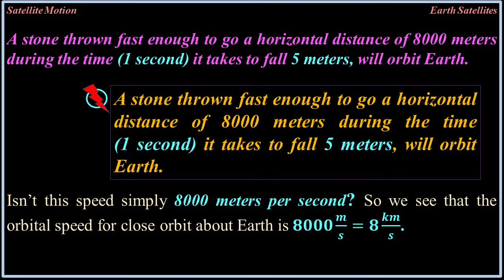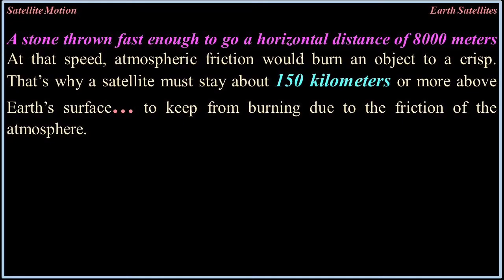So we see that the orbital speed for close orbit about Earth is 8,000 meters per second, or 8 kilometers per second. At that speed, atmospheric friction would burn an object to a crisp. That's why a satellite must stay about 150 kilometers or more above the Earth's surface to keep it from burning due to the friction of the atmosphere.